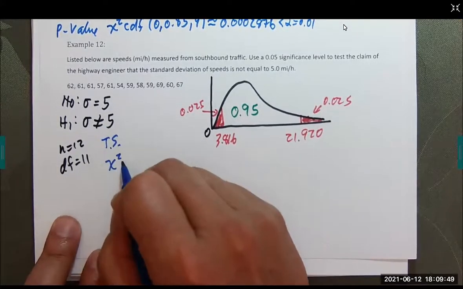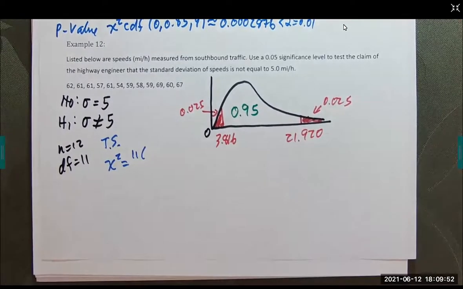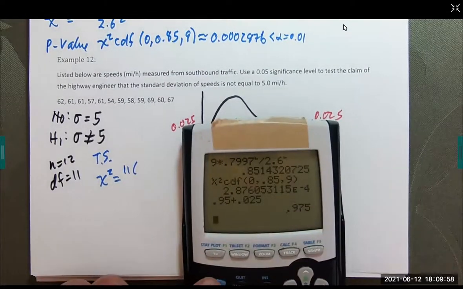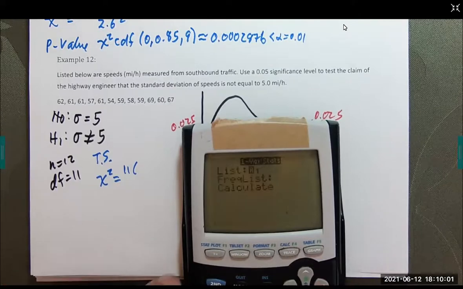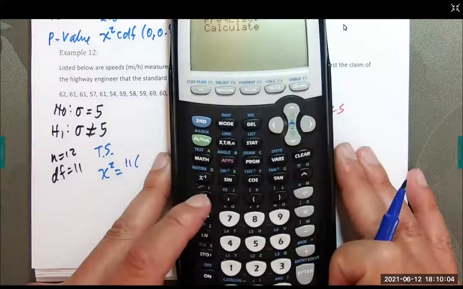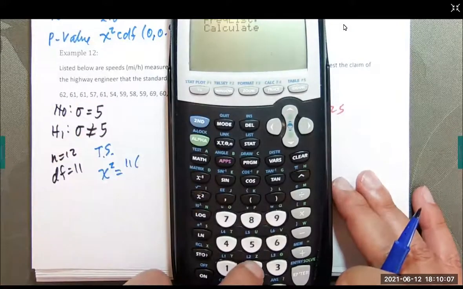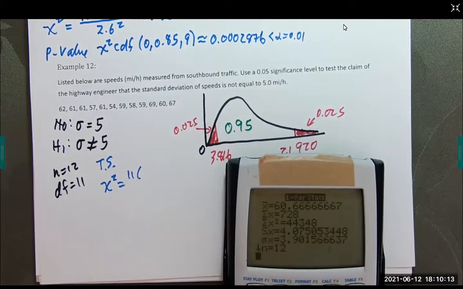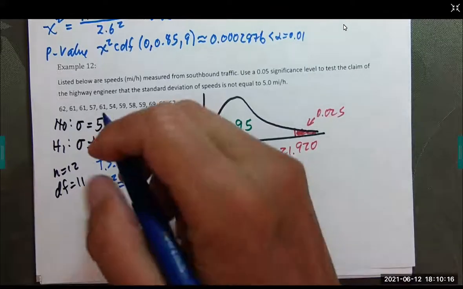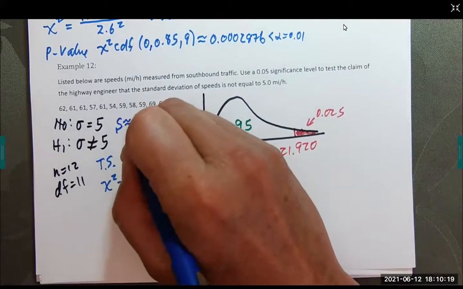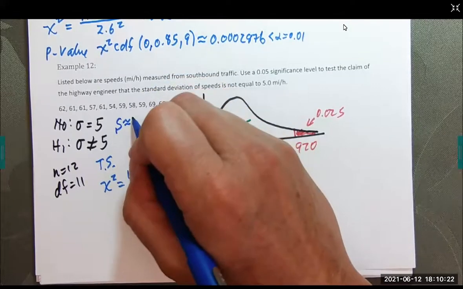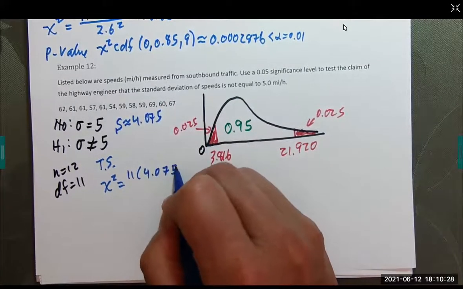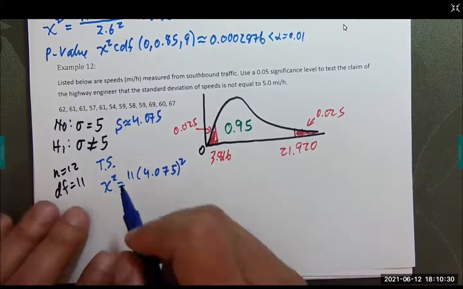Chi-squared is going to equal 11, and I don't have S yet. So I'm going to run one var stats again, but on my list 2 in this case. So stat calculate. I'm going to change that to list 2, so I'm going to hit second. That changes it to L2. Calculate that, and there is my S. So S is about 4.075, over 5 squared.